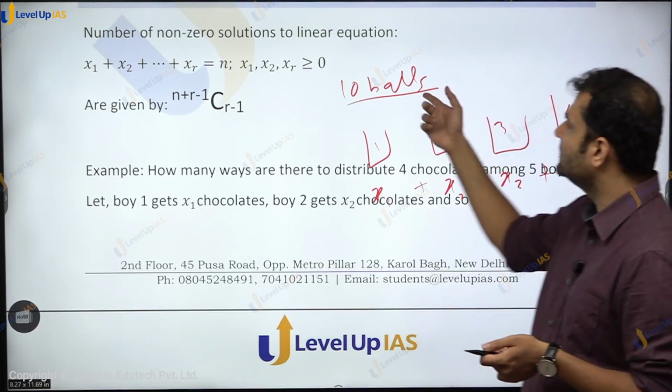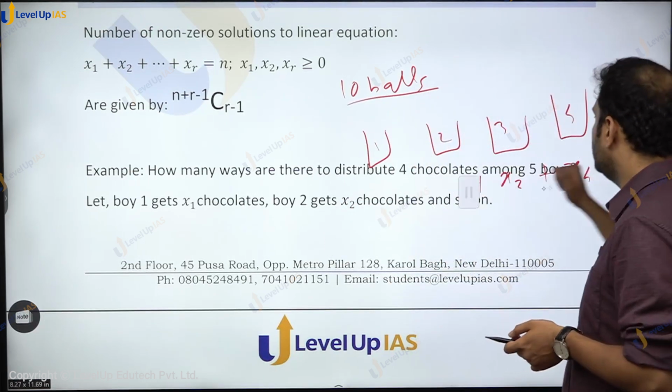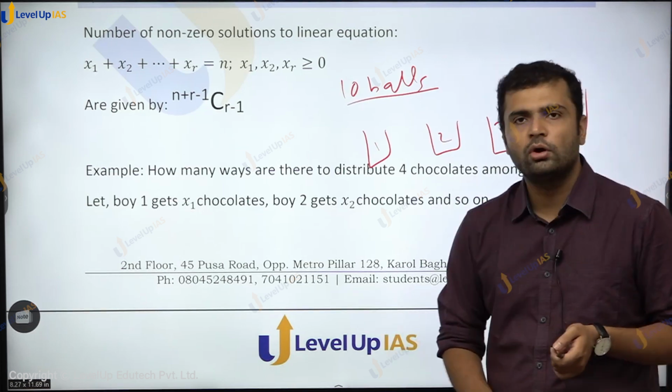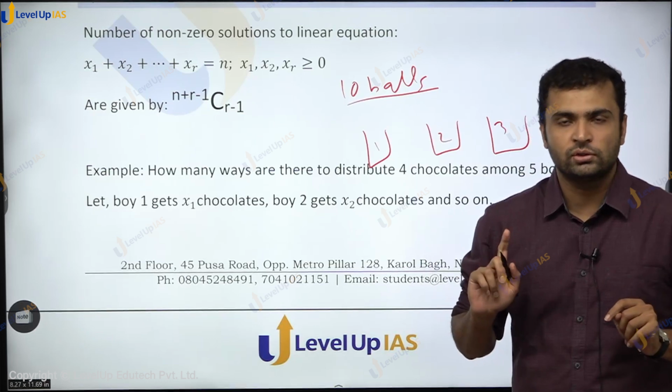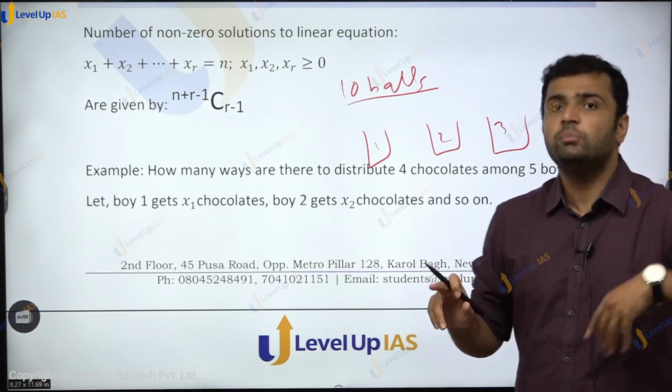If the question is like this, that there are 10 balls and we have to put them in these 4 boxes, but the condition is that at least one ball has to go in each box. One ball must go in every box. Now tell me the number of ways.